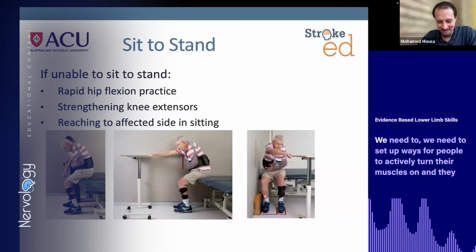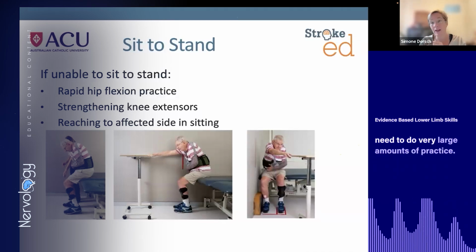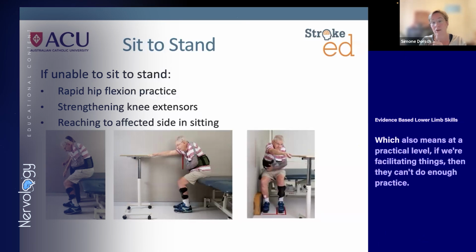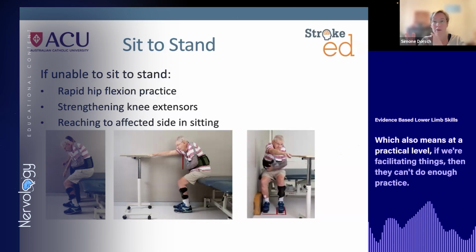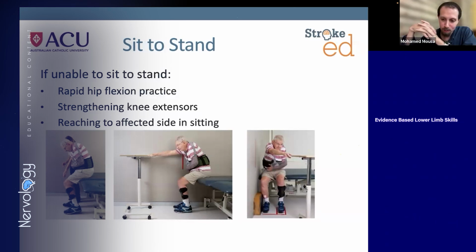We need to set up ways for people to actively turn their muscles on, and they need to do very large amounts of practice, which also means at a practical level, if we're facilitating things, then they can't do enough practice. It's a no-facilitating approach.